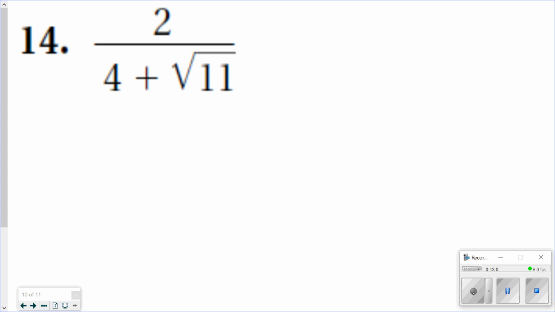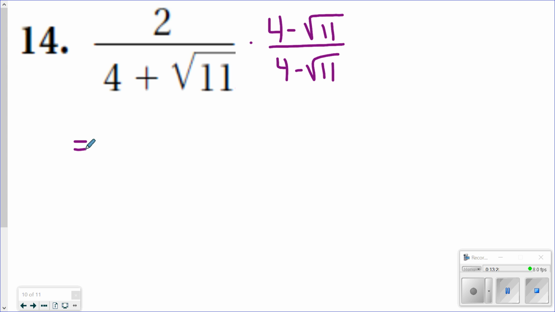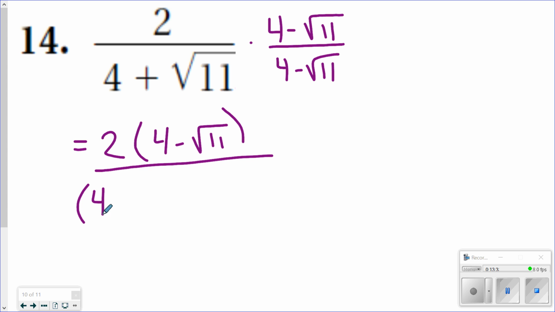All right, so let's practice this again. So I look at my denominator, I see that radical 11. I know I can't have a radical, so I need to multiply by the conjugate. And since I have plus in the denominator, I know my conjugate is going to have a subtraction sign. So 4 minus the square root of 11 divided by 4 minus the square root of 11. So this simplifies then to 2 times 4 minus the square root of 11 divided by, and in my parentheses, I have 4 plus the square root of 11 times 4 minus the square root of 11.